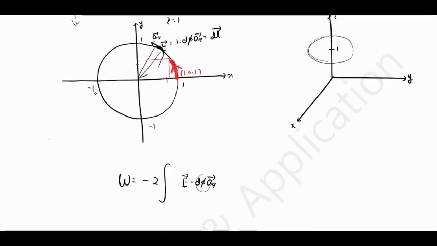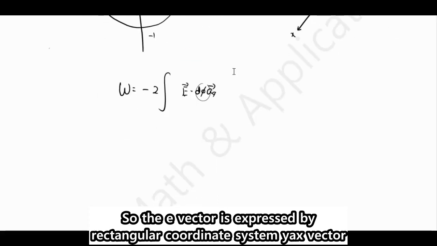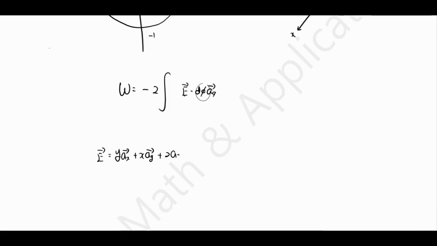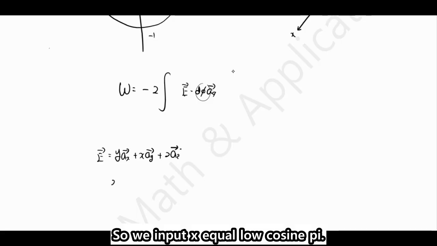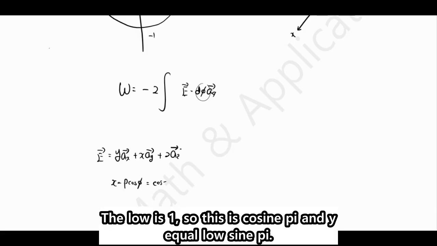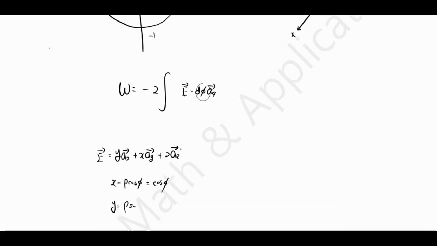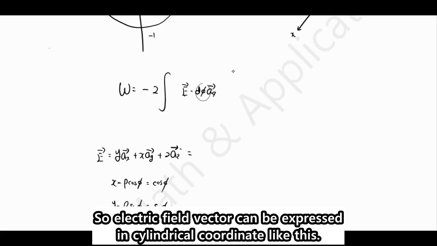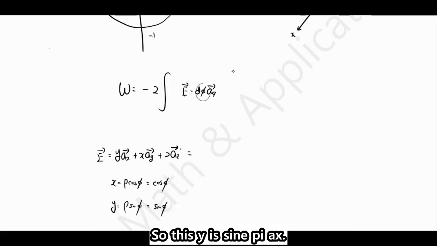So the E vector is expressed in the rectangular coordinate system as y ax vector plus x ay vector plus 2 az vector. So we input x equal to rho cosine phi. The rho is 1, so this is cosine phi, and y equal to rho sine phi. Since rho equals 1, this is sine phi. So the electric field vector can be expressed in cylindrical coordinates like this. Y is sine phi ax.